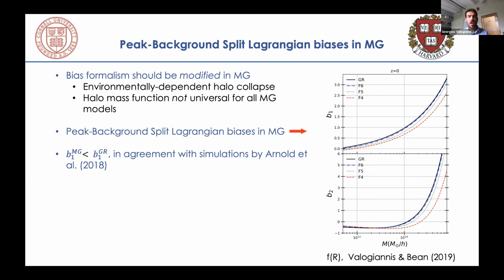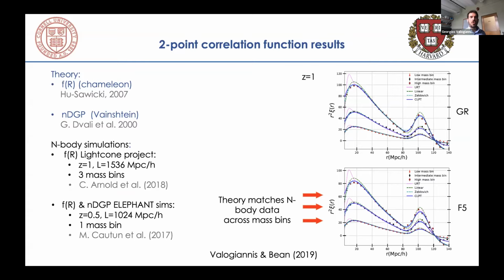And here I show such a comparison against full N-body simulations for these two models of modified gravity that I mentioned previously, the f(R) Hu-Sawicki model and this nDGP model. These are state-of-the-art simulations that were performed for these models. And here I compare the theoretical prediction by our analytical framework against these simulations for the two-point correlation function. Previously, I showed you the Fourier space counterpart, the power spectrum. Now I'm showing you the two-point correlation function for varying masses of different galaxies.